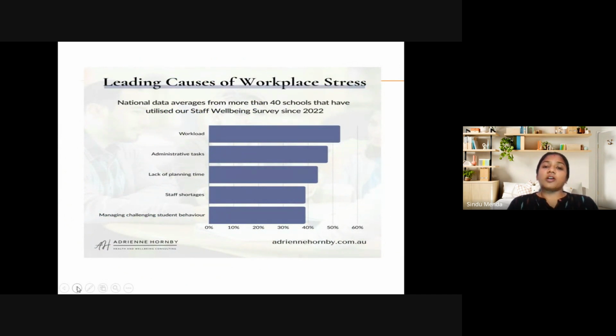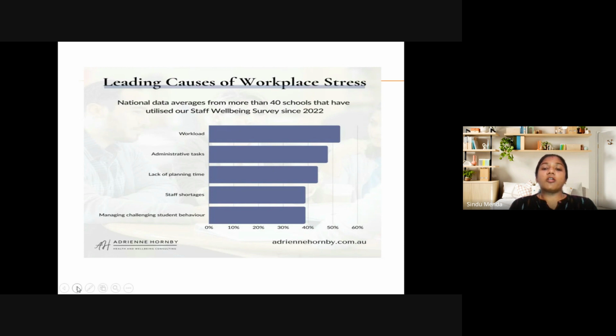These are all parameters causing workplace stress. This is surveyed from national data averages from more than 40 schools that have utilized the staff well-being survey since 2022. Taking the x-axis as percentages, like 0%, 10%, 20%, 30, 40, 50: managing challenging student behavior is 40 percent, staff shortages are 40 percent again, lack of planning time is 45 percent, administrative tasks are 47 to 50 percent, and workload tasks are around 55 percent.